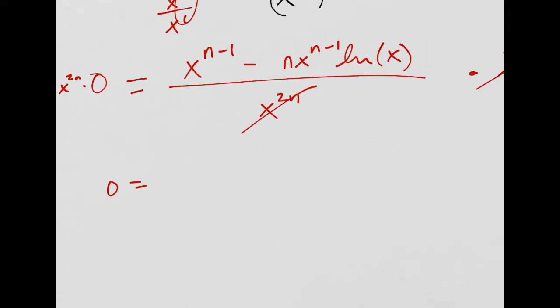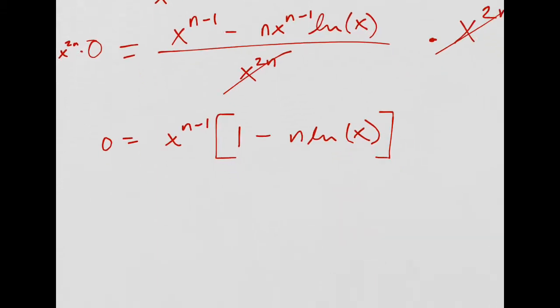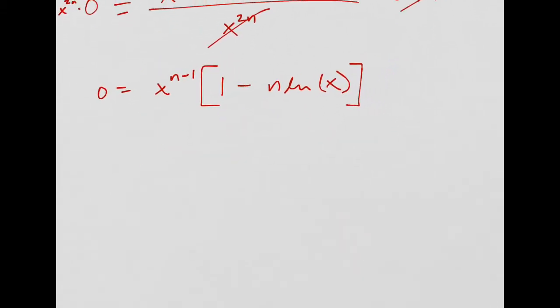Remember, fractions are only 0 when the numerator is 0. So we have x to the n minus 1. I'm actually going to factor that out, so it's times 1 minus n ln of x. So I have this, right? Because if I multiply this back in, I get x to the n minus 1 minus n times x to the n minus 1 times the natural log of x. So I have all of that.